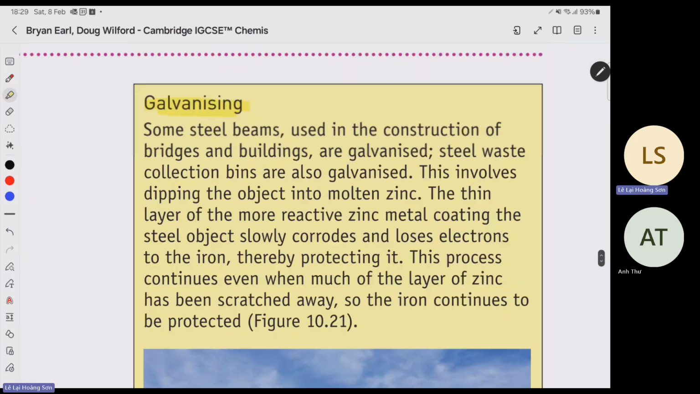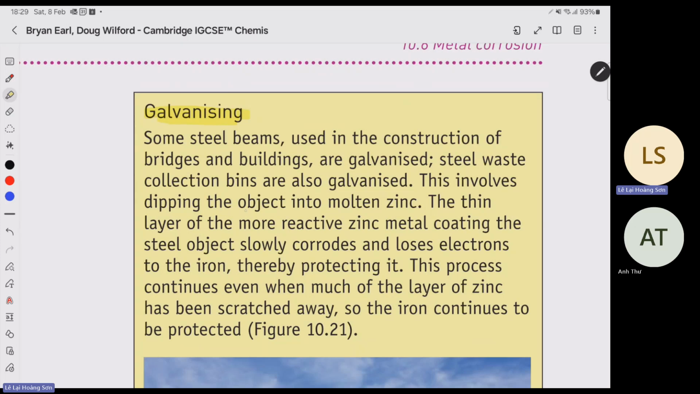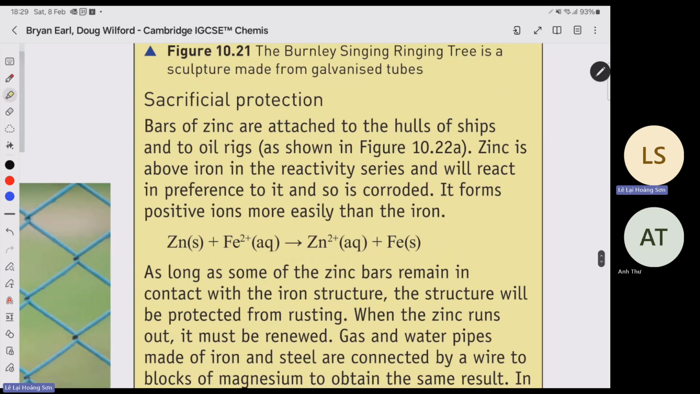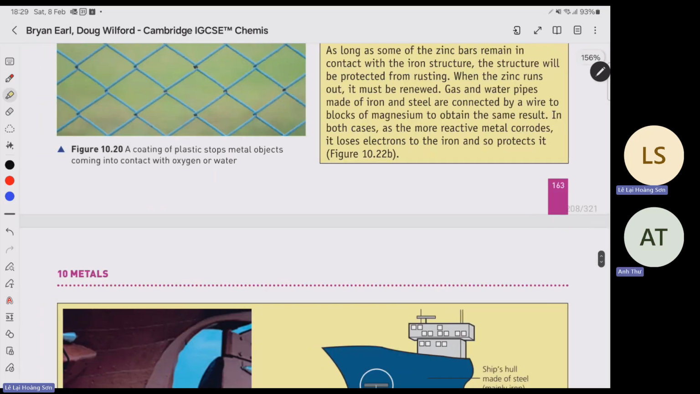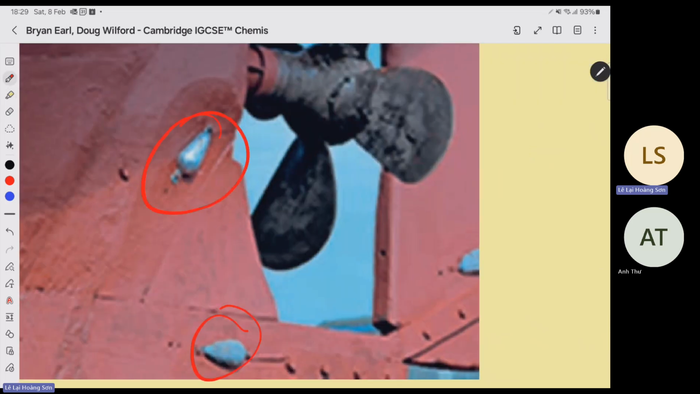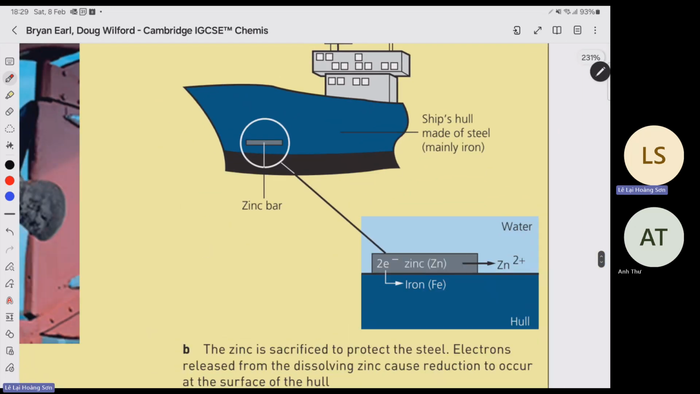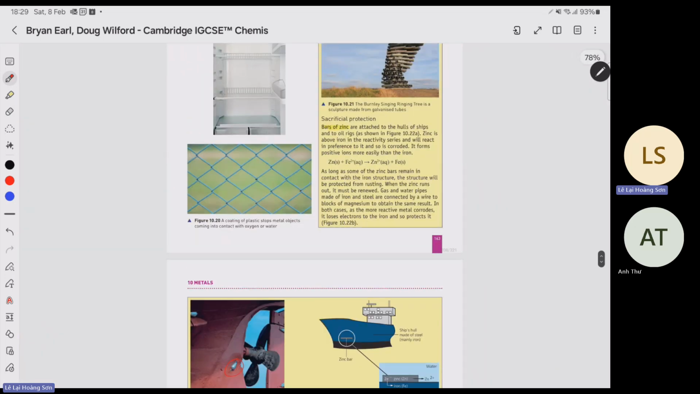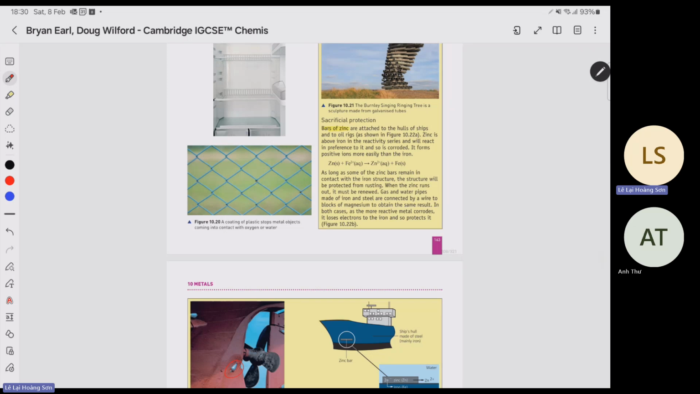Galvanizing is the process of dipping the object into molten zinc. Sacrificial protection is basically the same thing, but instead of dipping the object into molten zinc, we use a zinc bar. This is the zinc bar. You can see this is the method of sacrificial metal, and you have the zinc bar here. Or maybe you dip the whole sheet to coat a small layer of zinc onto the surface, and that is called galvanizing. They are essentially the same thing.